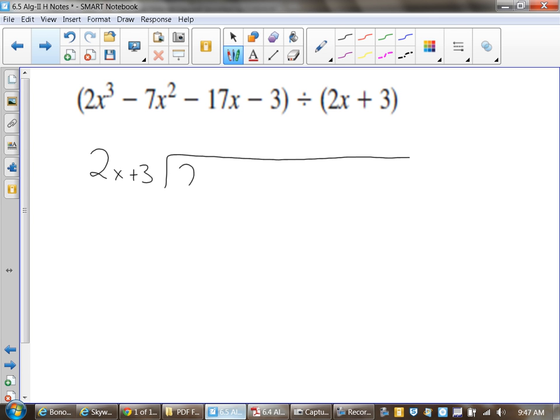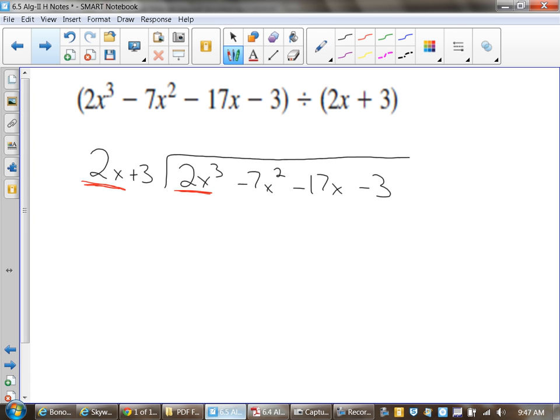So I put in here the 2x cubed minus 7x squared minus 17x minus 3. Everything works out, descending order, it's the third degree, there are 4 terms, we're all good. Now, what's a little bit different between this and your regular old boring long division is that every time you do this, you're going to ask the same question. What do I multiply 2x by to turn it into 2x cubed? That's my first question. x squared. Okay, I have to multiply it by an x squared.